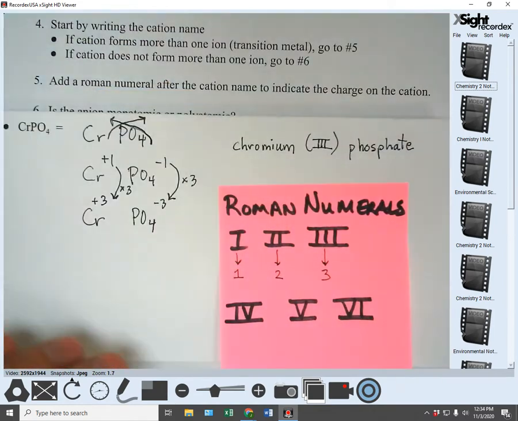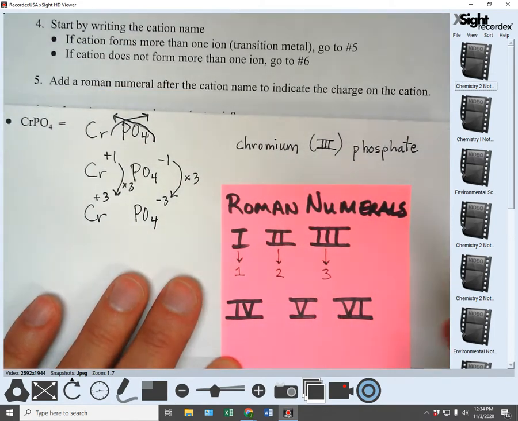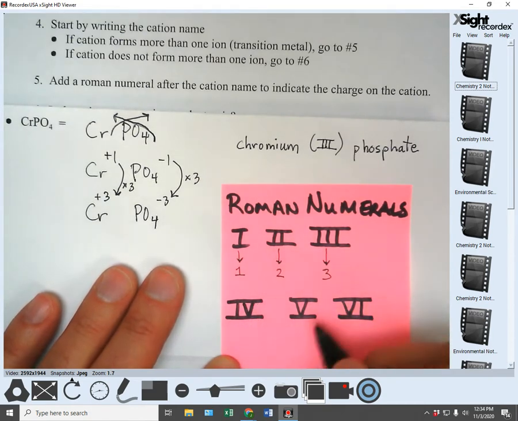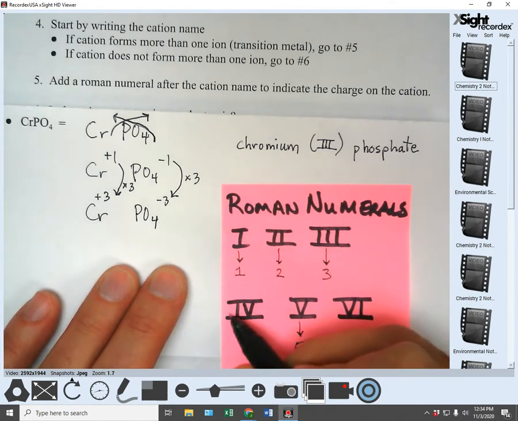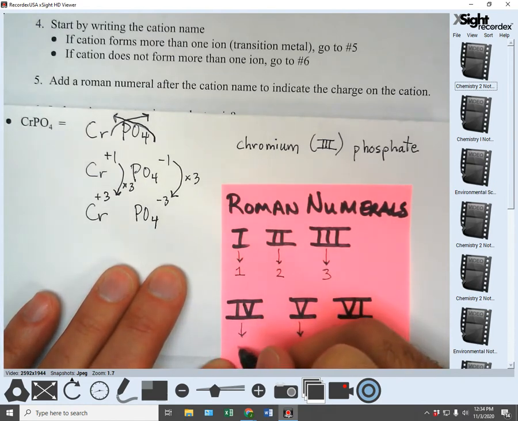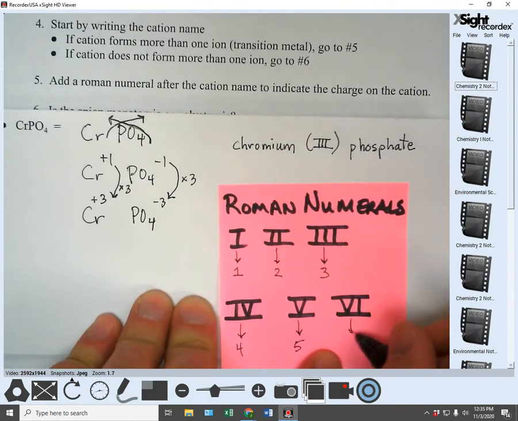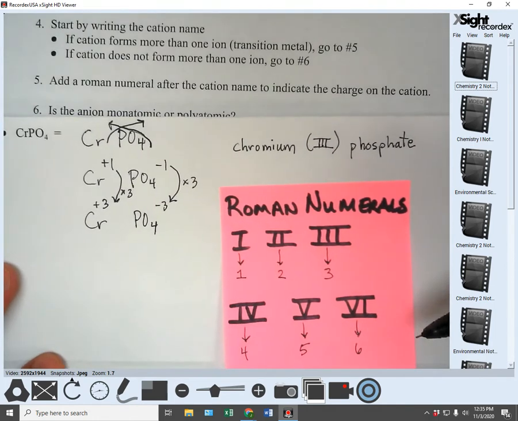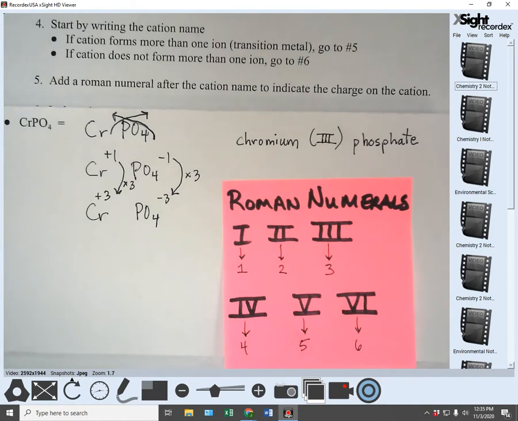Okay, so the way this works is IV means, so V is 5. IV is 1 less than 5, so this is 4. VI is 1 more than 5, so this is 6. Okay, and then VII would be 7. VIII would be 8, like that, so on and so forth. Okay, so those are the Roman numerals.